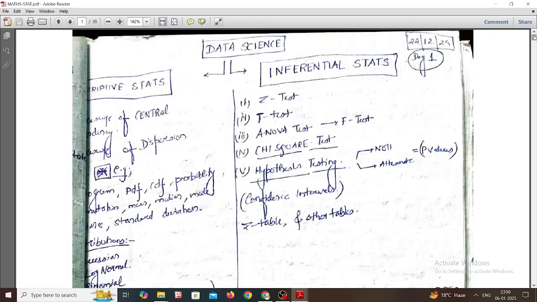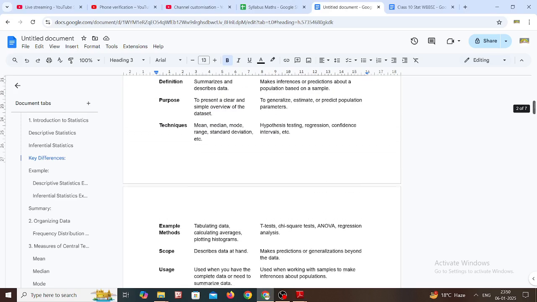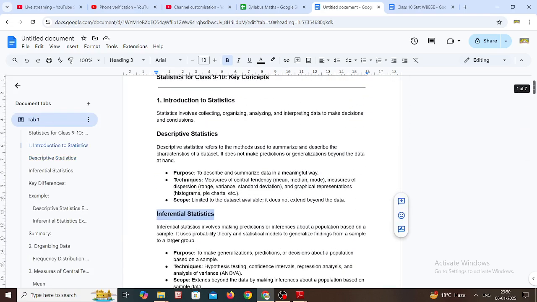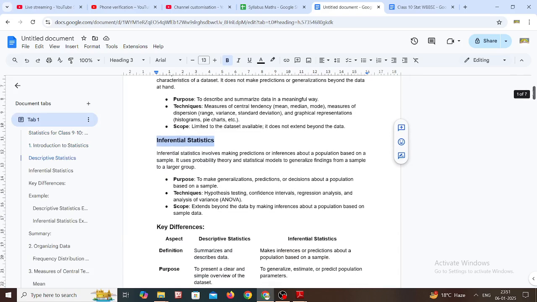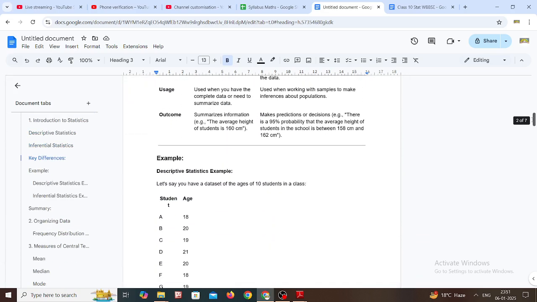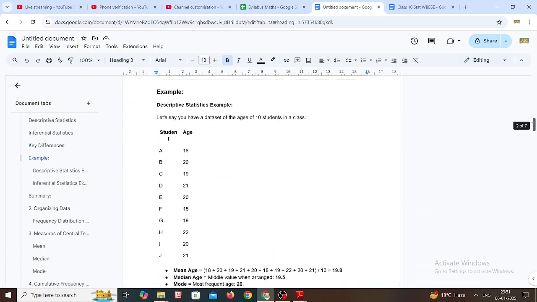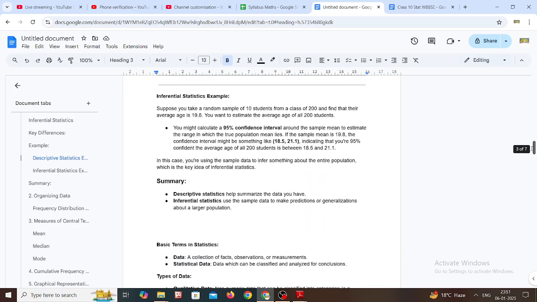Beforehand, I should start with this. So I think we have seen this: descriptive statistics, inferential statistics. Let's go by the syllabus. And then here, C. This we will do. Here's an example.